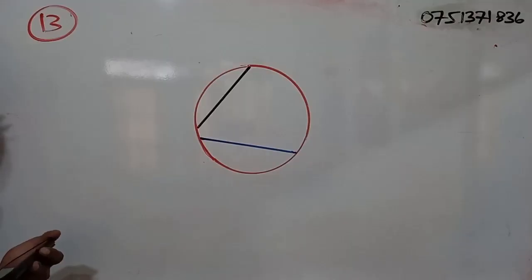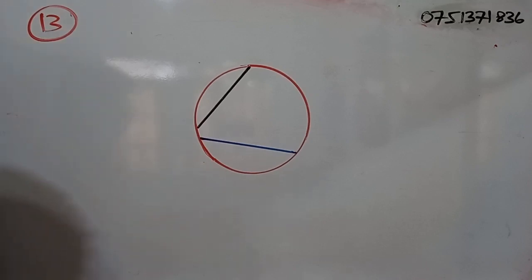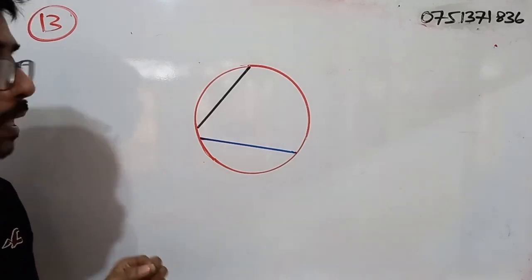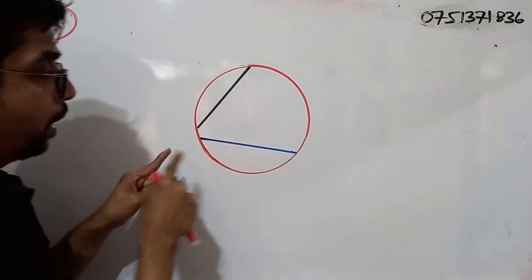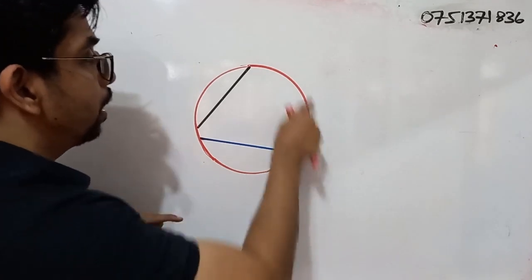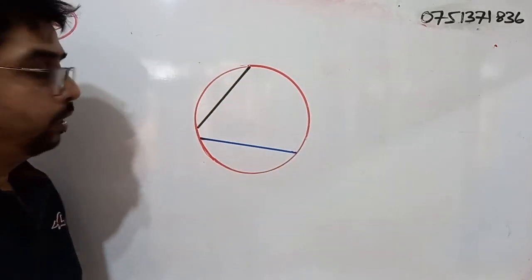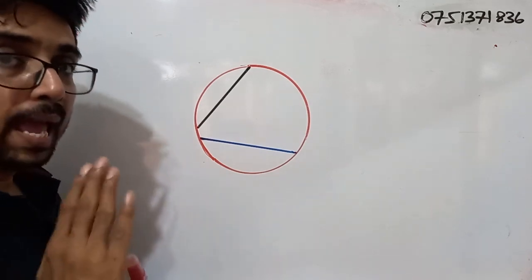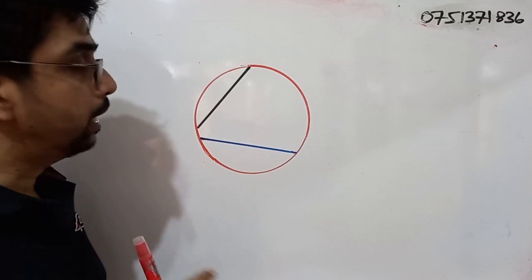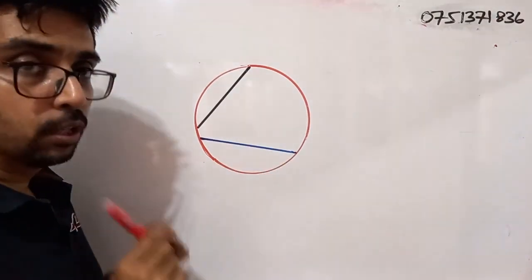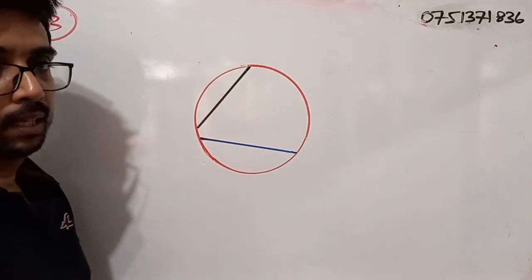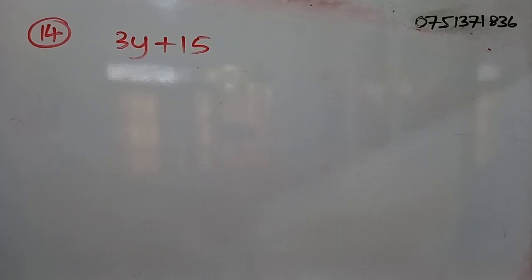Right. Question number 13. Draw a chord on the circle. Chord means what, with regard to a circle? Simply, it is a line that connects 2 points on the circle. Right? So, in this manner which I have drawn on the whiteboard, you can draw any chord, but the thing is, the line should be connecting 2 points on the circle. Right.